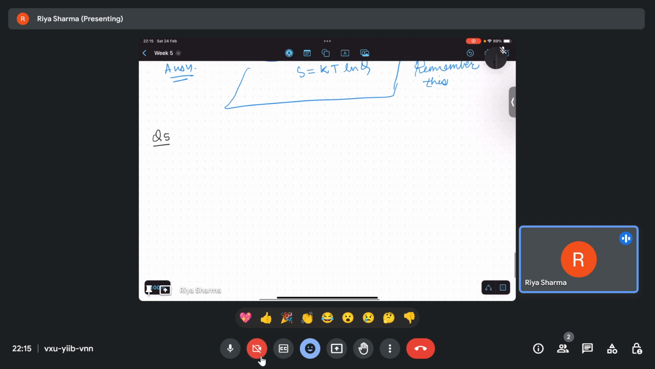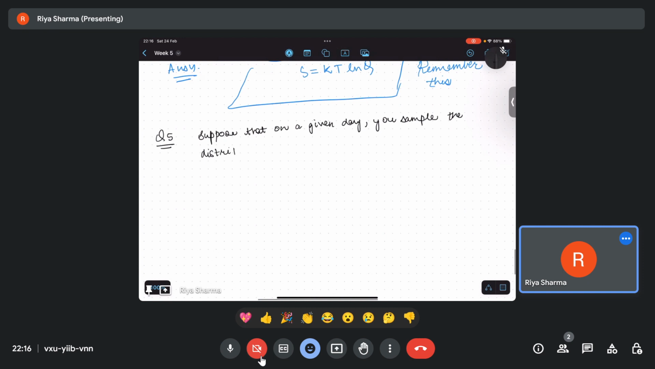Taking the 5th question. Suppose that on a given day you sample the distribution of the colors of the socks that 30 people are wearing.